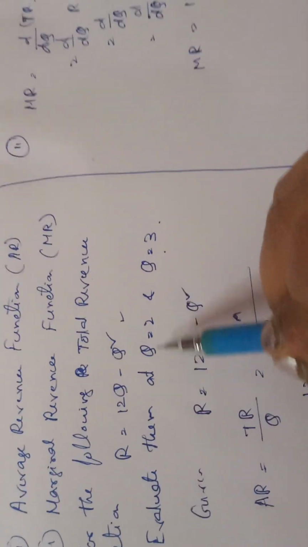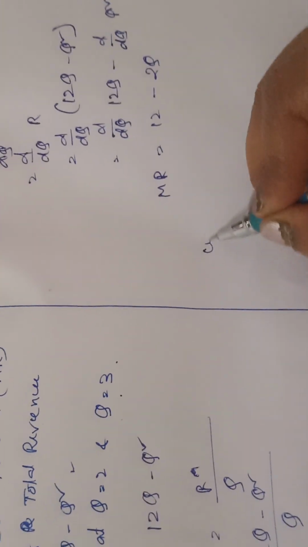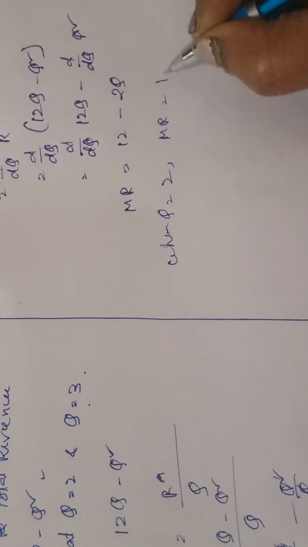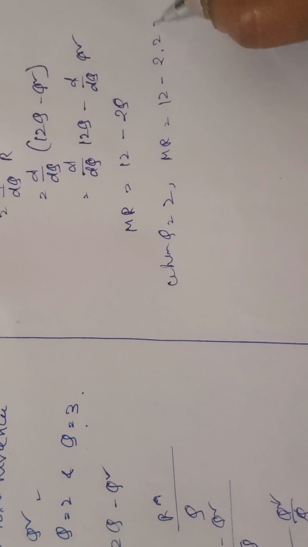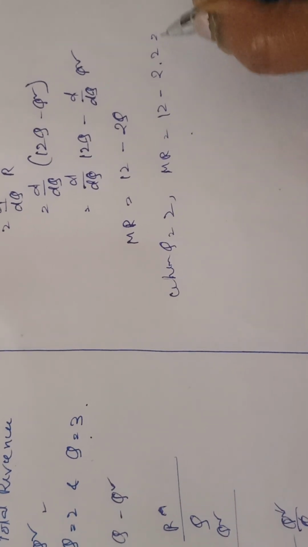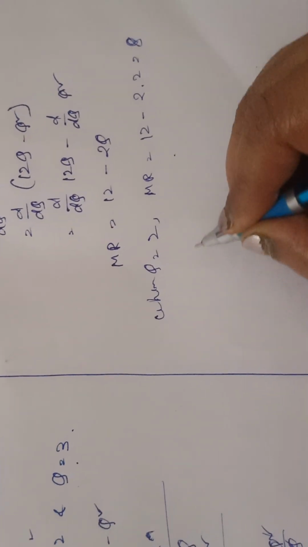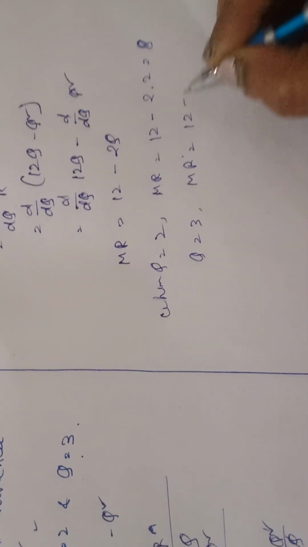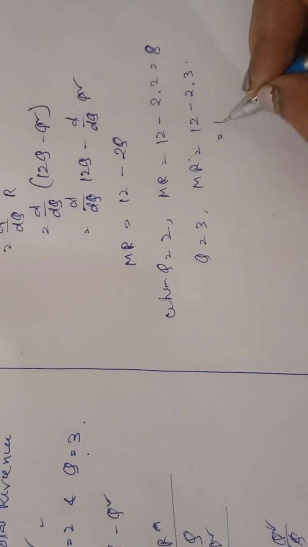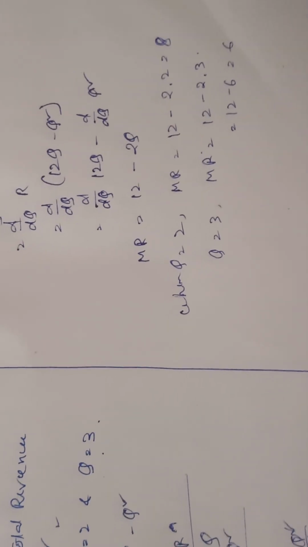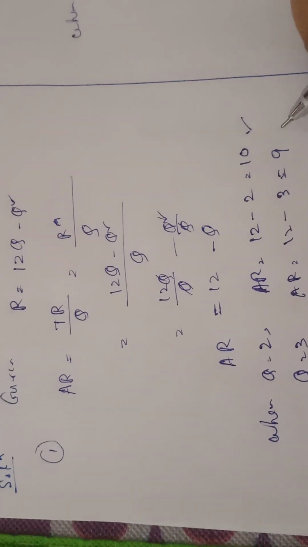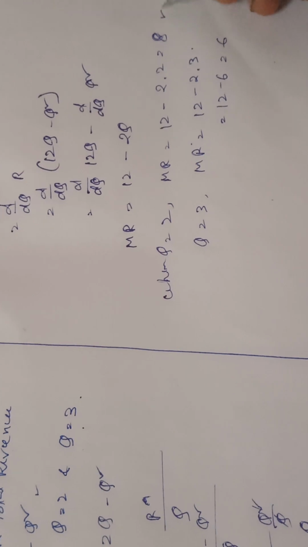अभी हमें क्या और एक पार्ट है क्वेश्चन का, evaluate them at Q equal to 2 and Q equal to 3. When Q equal to 2, MR कितना होगा? 12 minus 2 into 2, which is 12 minus 4, it will be 8. And when Q equal to 3, MR equal to 12 minus 2 into 3, which is 12 minus 6, it will be 6. So there are 4 answers: average revenue 10 and 9, and marginal revenue 8 and 6.